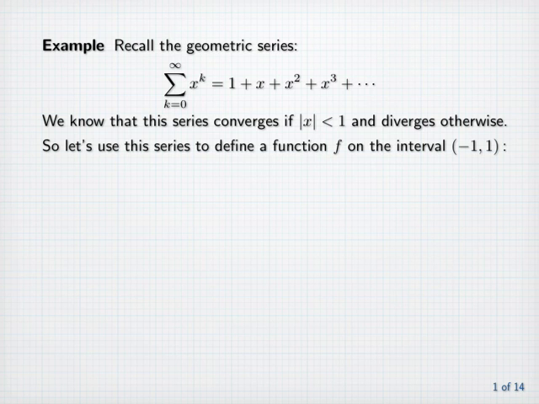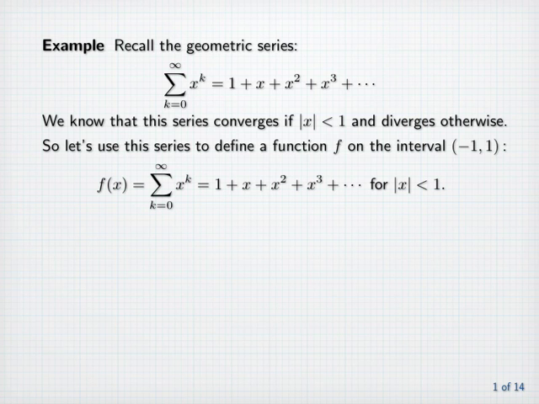So let's use this series to define a function f on the open interval from -1 to 1 as follows. Let f of x equal the sum from k equals 0 to infinity of x to the k, or 1 plus x squared plus x cubed and so on, for all absolute value of x less than 1. A function defined in such a manner is called a power series.